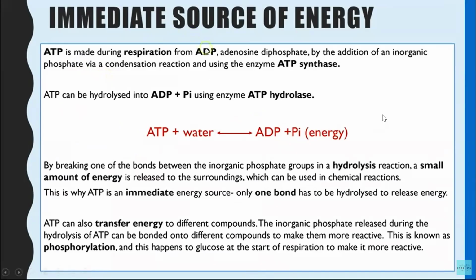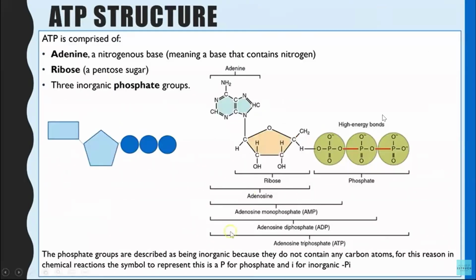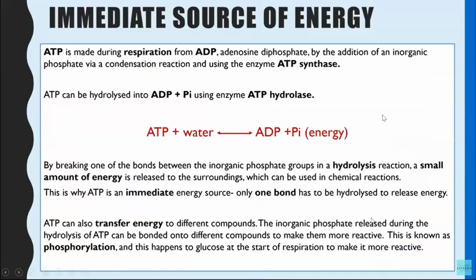So you'll have ADP, which is adenosine diphosphate, which if I just go back to here, you can see that is highlighted here, where you would only have 2 of the 3 phosphate groups attached. And so in respiration, a condensation reaction occurs whereby 1 inorganic phosphate group is added to ADP, using the enzyme ATP synthase. And that does take a little bit of energy to do, to add and create that bond.